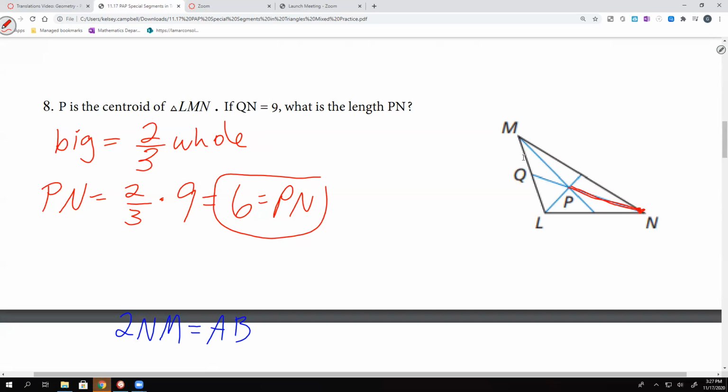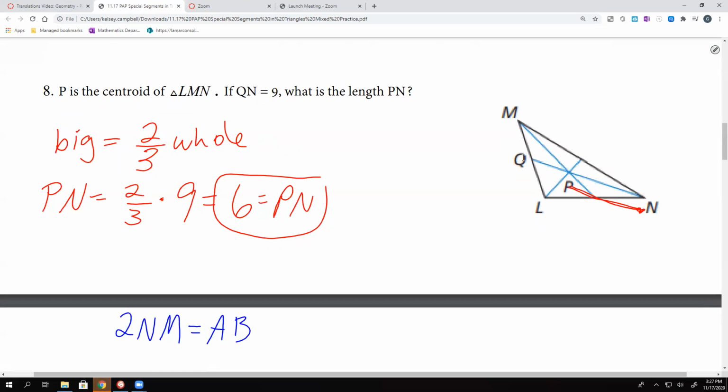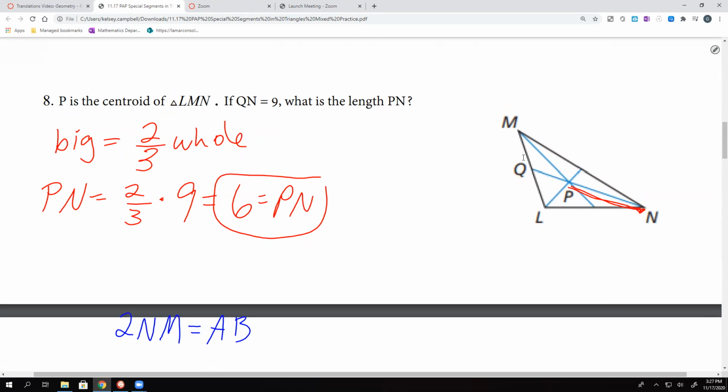Wait, how did you do that? Like, 9 divided by 3 is 3, times 2, 6. Remember, like I said, you got to think. Y'all, I told y'all, you got to think of fractions as 2 separate operations. You multiply by the top, you divide by the bottom.